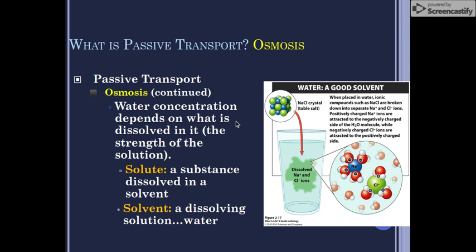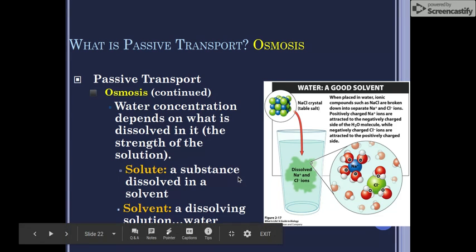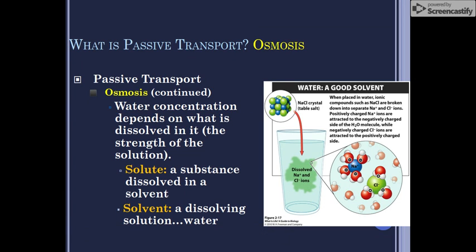So the concentration of water depends on what's dissolved in it. We're looking at the strength of that solution. So the solute is what's being dissolved. So here we've got salt being dissolved in the water, and the solvent is the thing doing this dissolving. Most of the time, this is water.